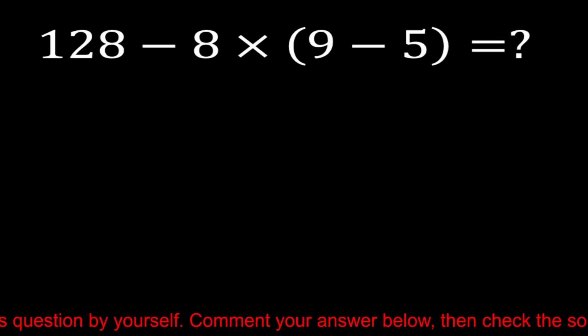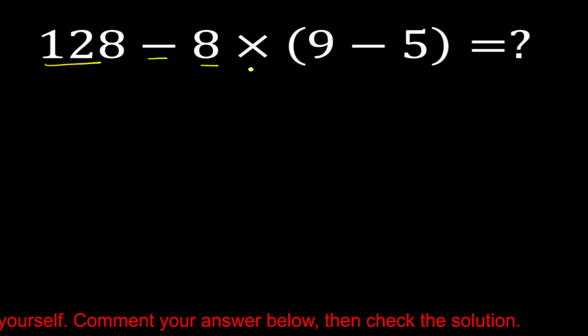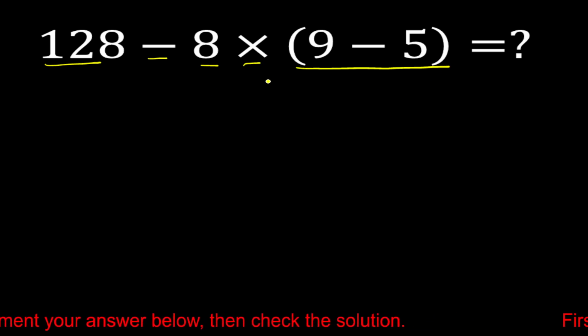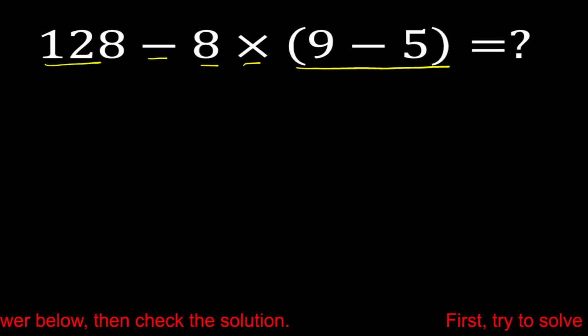So here we have a question. 128 minus 8 multiply, now in the parenthesis, 9 minus 5. Okay. So now let's solve this problem correctly.